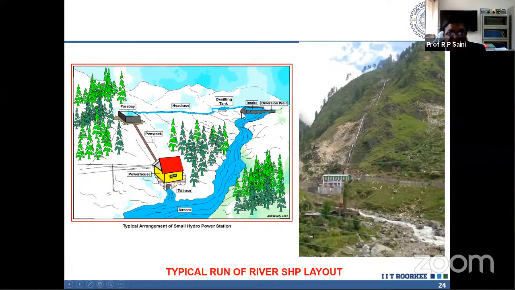So these components come under civil works. I'll tell you the civil work. And inside this powerhouse, we have the turbine and their control system, and for electricity, the generator. That will be known as the electromechanical equipment. So we have to design depending upon the site conditions.